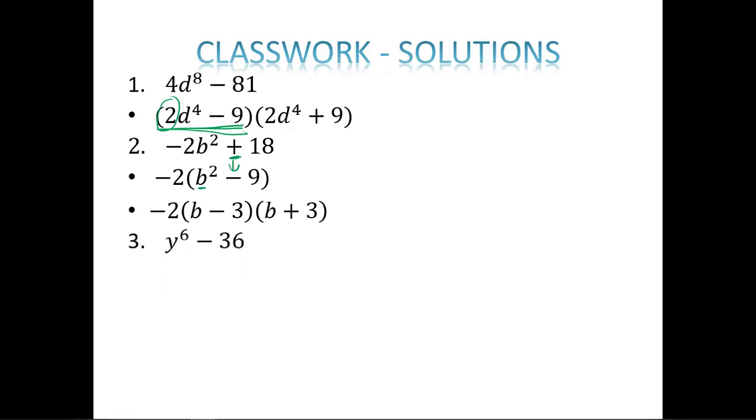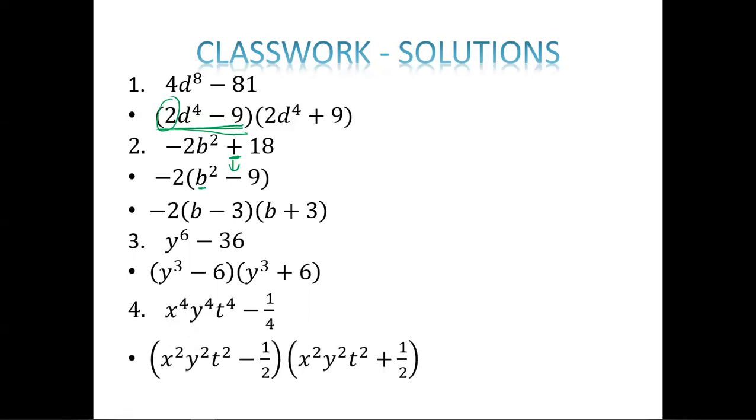For this one here, when you find the square root of y to the exponent of 6, it will be y to the exponent of 3. And when you find the square root of 36, it will give you 6. So you have y to the exponent of 3 minus 6 and y to the exponent of 3 plus 6. Or you can write it in reverse as y cubed plus 6 and then y cubed minus 6. It's totally up to you. Now, when you find the difference of 2 squares here, you will end up with x squared y squared t squared minus 1 over 2, and x squared y squared t squared plus 1 over 2.